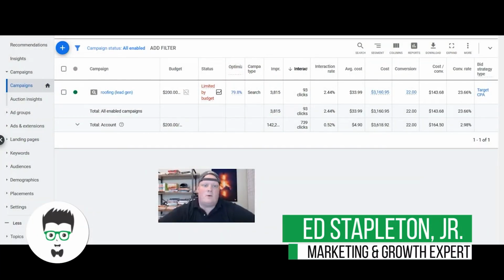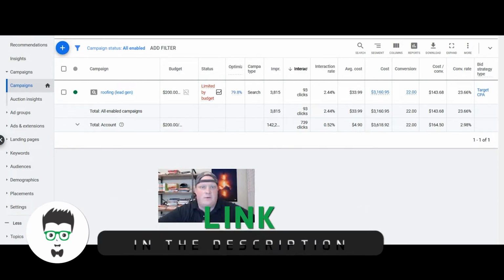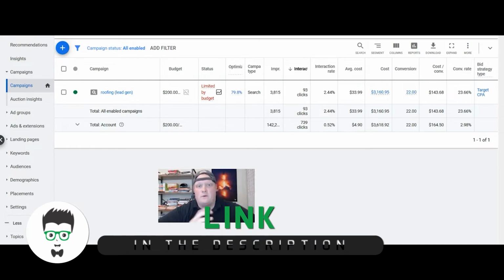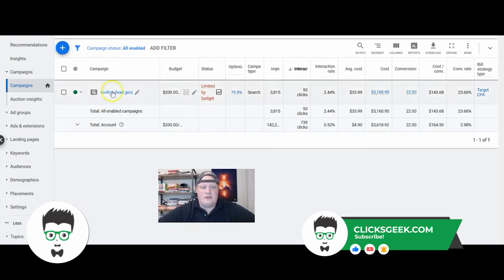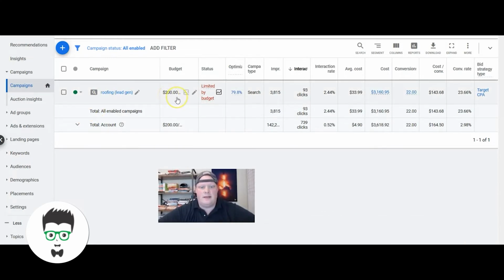So right now we're inside of a Google Ads campaign for a roofing client of ours, and I just want to go through some stats and show you how effective Google Ads can be at generating leads for your roofing business. So as you can see, it's a roofing campaign. This client just upped the budget to 200 a day, and that was not the case previous. So if you look at the discrepancy between 200 a day versus 3,000 for the month, that is the reason why. Their average cost per click in the campaign is $34, $33.99.